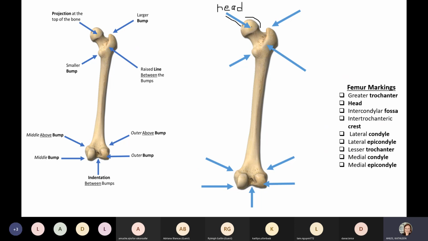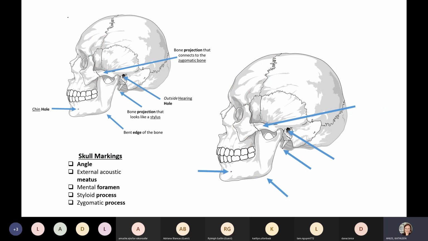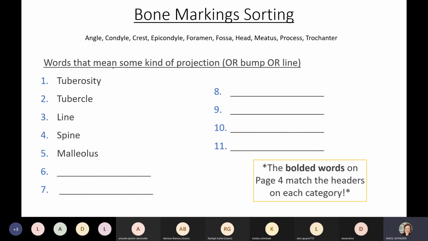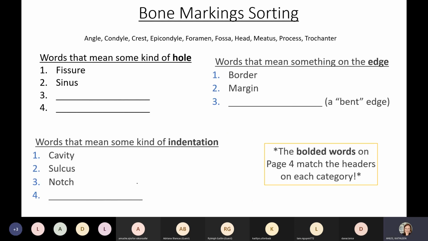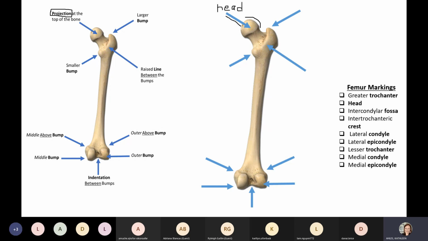I just said that this marking is the head. Notice that the bone marking word head matches up with this word projection. So if I go to page 5 in your lab packet, page 5 where we got the lists, the word head is one of my projections. I'm going to add that here to my list. Anytime I see the word head of some kind of bone, I automatically know, okay, I'm looking for something that's a projection, something that sticks out. Okay, so we have labeled the head of the femur.